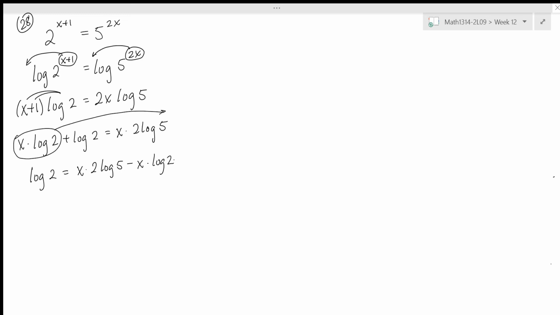And now can you see that both of the terms that have an x are on the same side? And now do you notice that they do both have an x? And so we can use the 6-letter F word. Factor. Log of 2 equals x times 2 log 5 minus log 2. And I factored out the x.